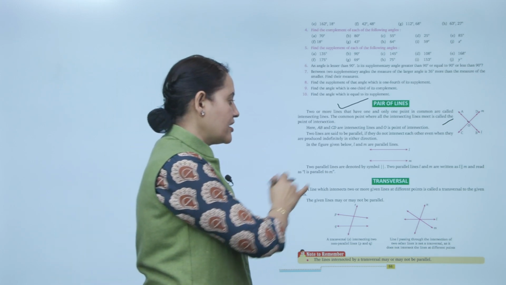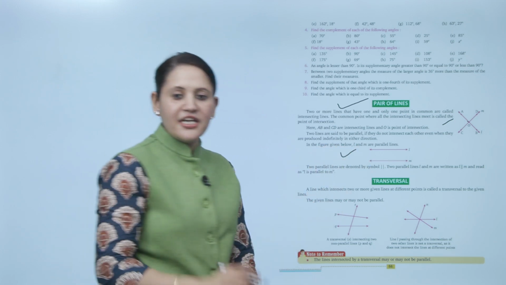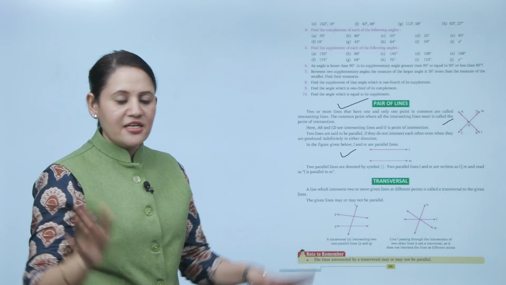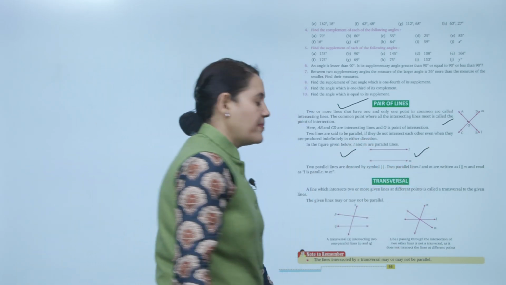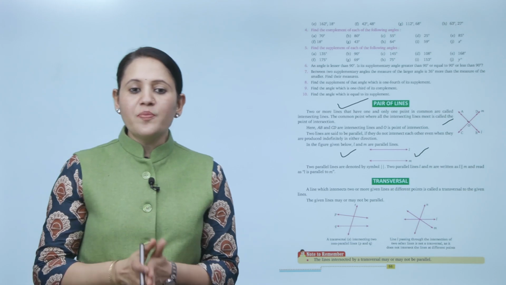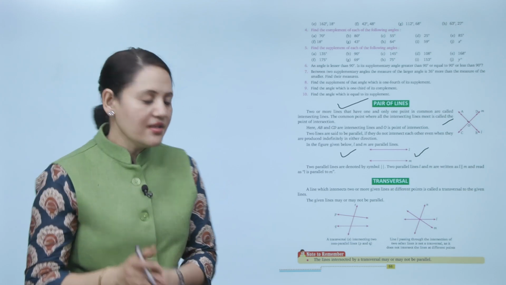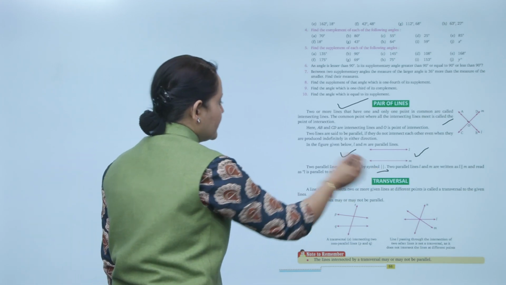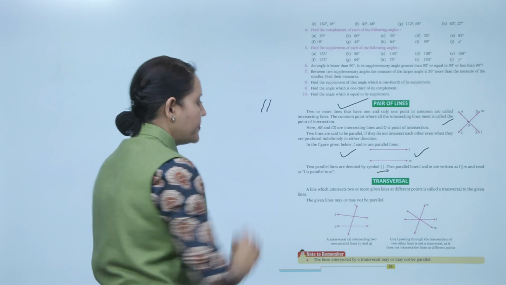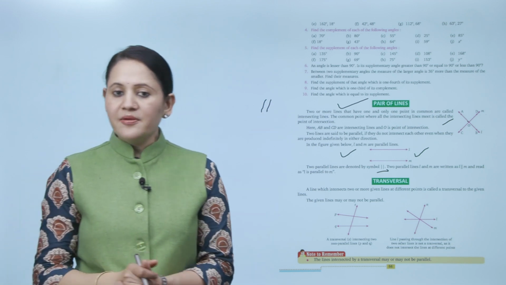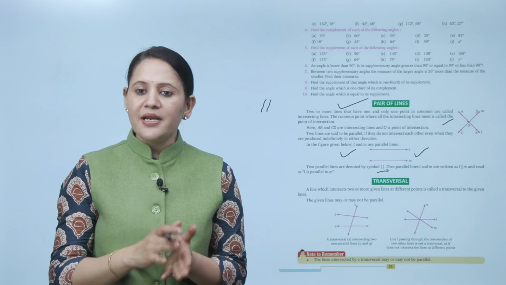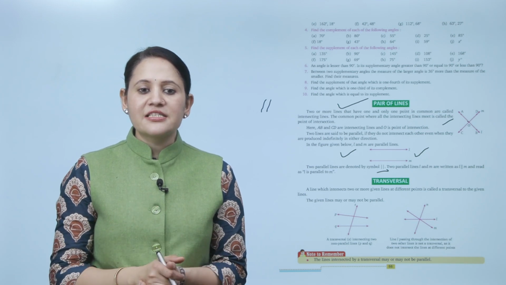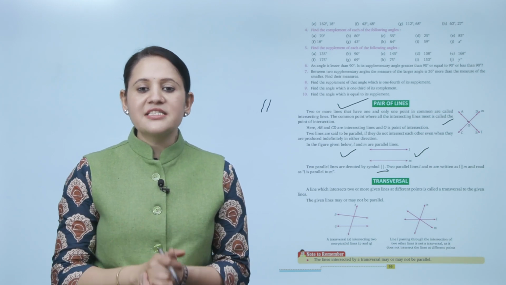When two lines do not intersect each other at any point, however much you extend them, these are called parallel lines. Like here, L and M are parallel lines. Two parallel lines are denoted by a symbol. This is the symbol of parallel. Clear? So, two parallel lines L and M are written as L ∥ M and read as L is parallel to M. Next is transversal.